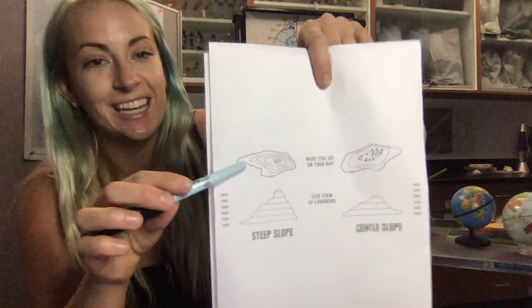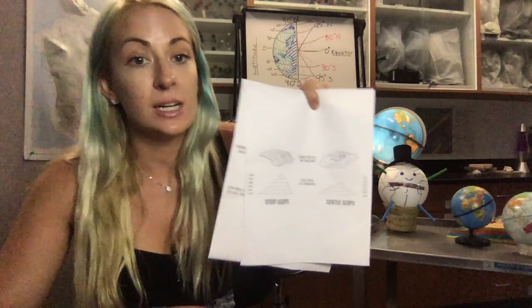So with contour lines, you have to start realizing that this is a 2D representation of a 3D characteristic.